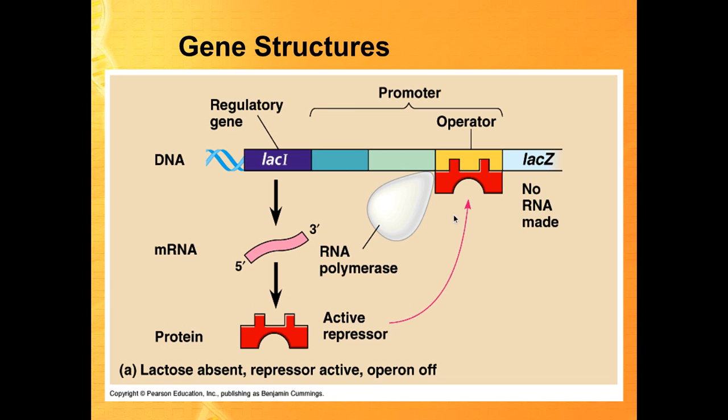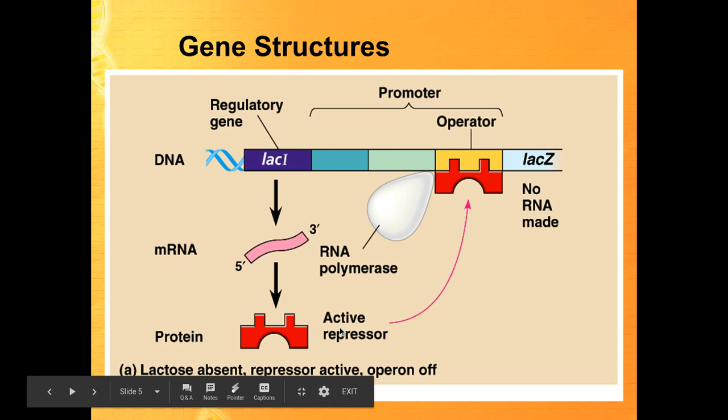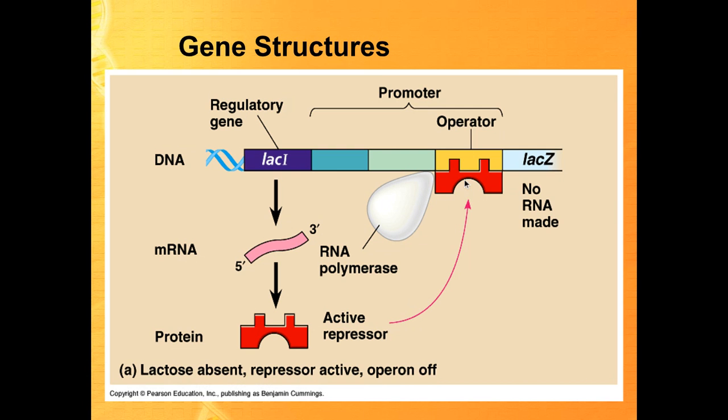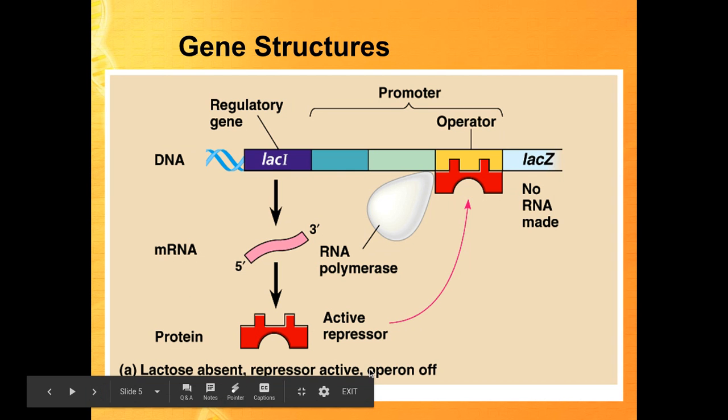So here's an example. There's this protein that's a repressor that binds to the operator. So the operator is going to be where the switch is flipped, for lack of a better term, or along those lines. So when this repressor is bound, the RNA polymerase cannot proceed down the chain. So lactose is absent. So the repressor is active. The operon is turned off.